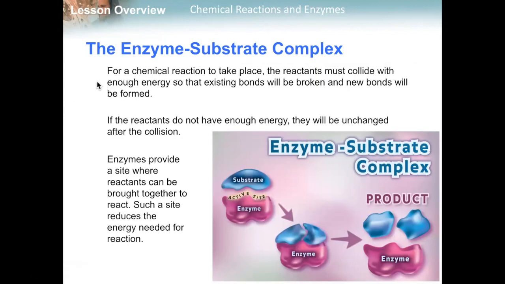For a chemical reaction to take place, the reactants must collide with enough energy so that the existing bonds will be broken and new bonds will be formed. If the reactants do not have enough energy, they will be unchanged after the collision. So in this case, the substrate hits the enzyme at the activation site and splits apart, making a product of two. Enzymes provide a site where reactants can be brought together to react. Such a site reduces the energy needed for reaction.